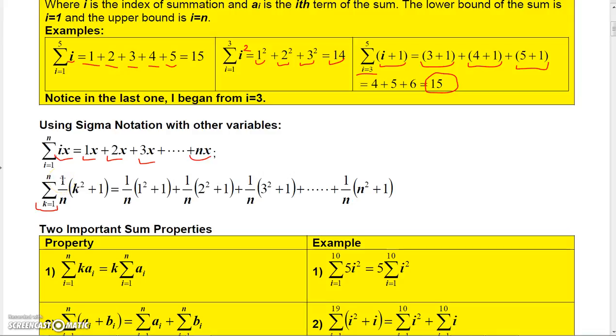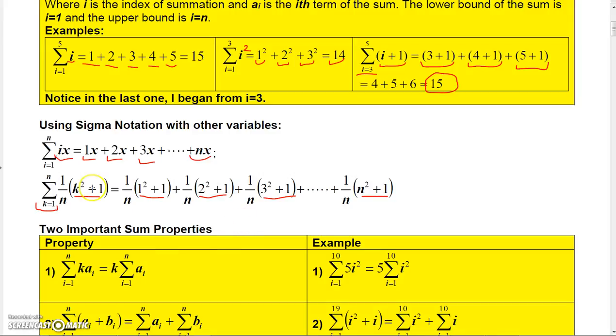So here, let's say we have 1 over n, so instead of a function of x, I have a function of n here, and then times k squared plus 1. Since n here is not affected by k, you're going to have 1 over n, and then when k is 1, times 1 squared plus 1. And when k is 2, you're going to have 1 over n times 2 squared plus 1. When k is 3, 1 over n times 3 squared plus 1. And when k is n, 1 over n times n squared plus 1.